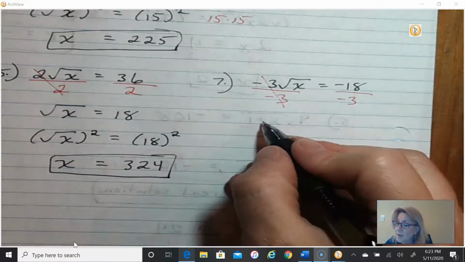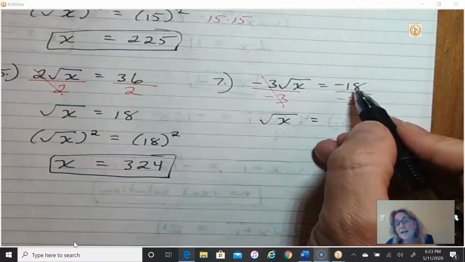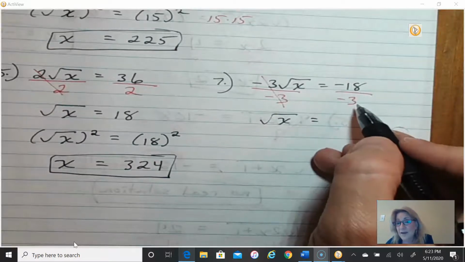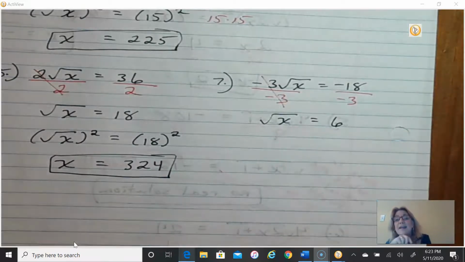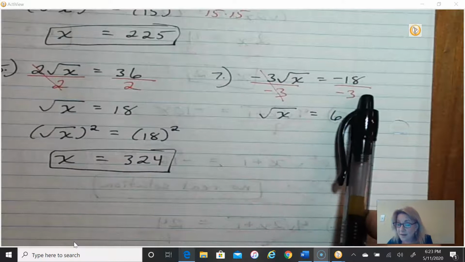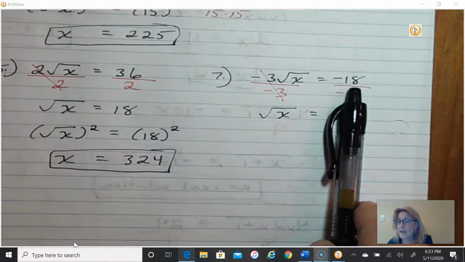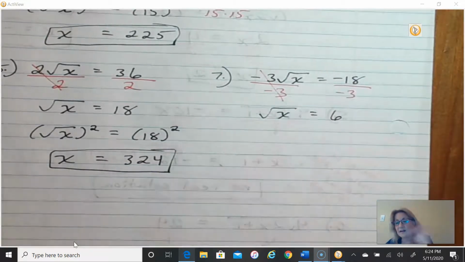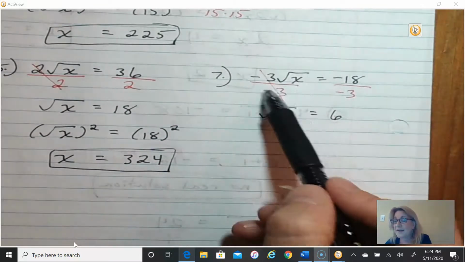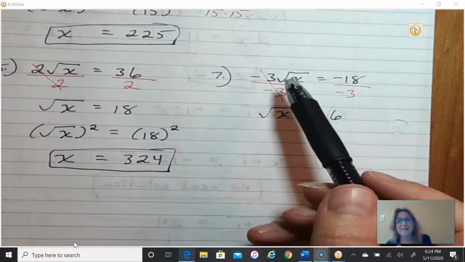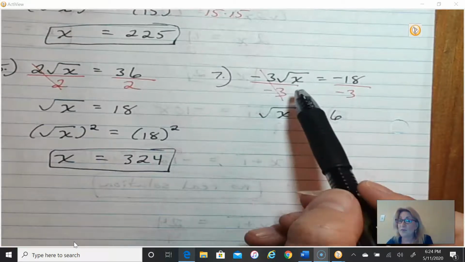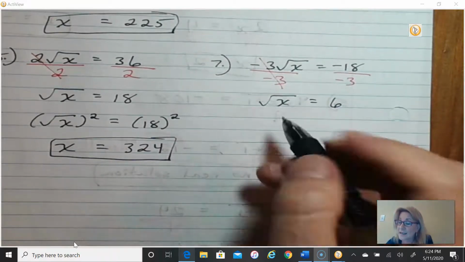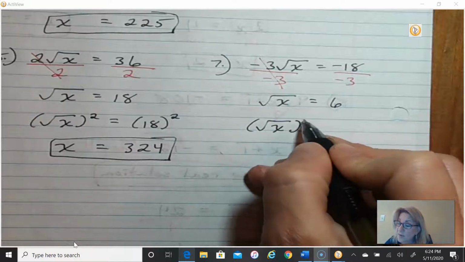Those cancel out, and I'm left with the square root of x equals negative divided by negative gives me what? Positive. So negative 18 divided by negative 3 is a positive 6. Now do you see why this would not have been no real solution? That's a common mistake, because y'all just see there's a negative and then you're done. You need to isolate the radical first. Get rid of that negative 3, and you see it now becomes a positive. So we can continue. We're going to square both sides.